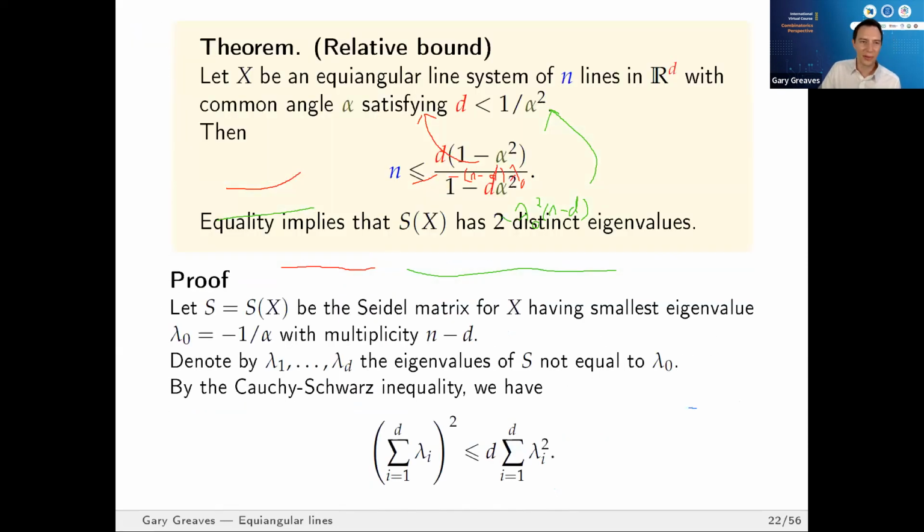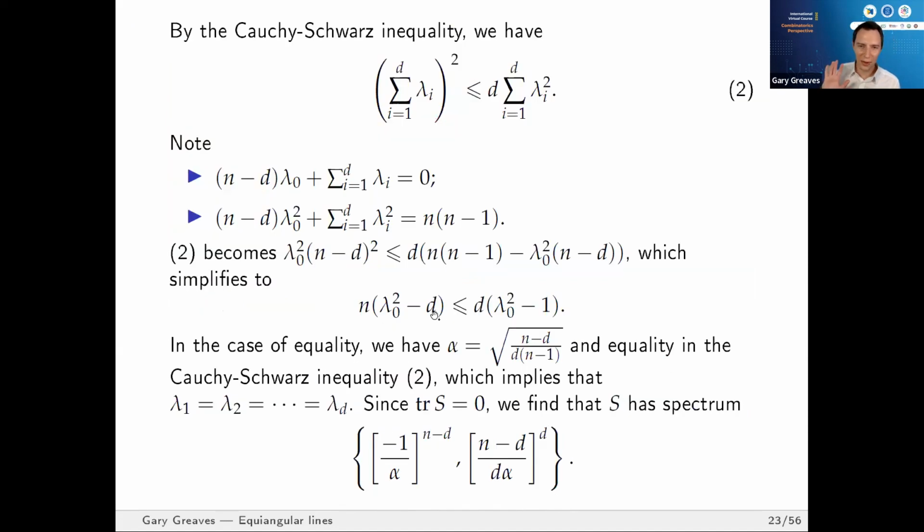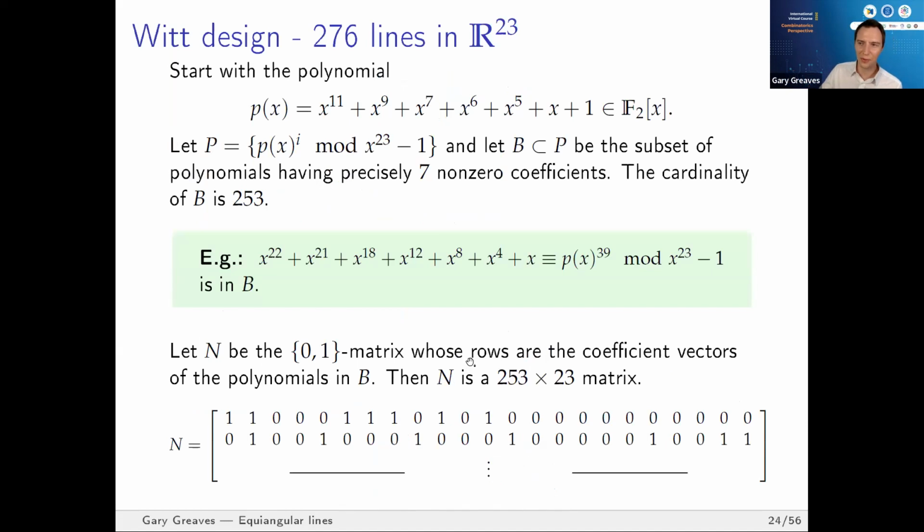Okay, and so that tells us the relative bound. The relative bound, the summary is it's pretty much just Cauchy-Schwarz, just applied in the right way. So we've seen the relative bound, and now I want to tell you about a really special construction of equiangular lines known as the Witt design. This is the Witt design here, and this corresponds to an equiangular line system in 23 dimensions, consisting of 276 lines.